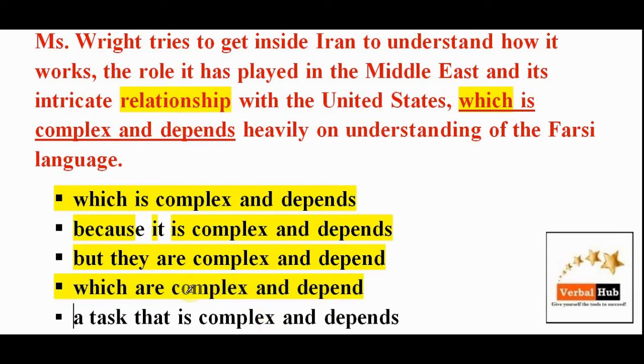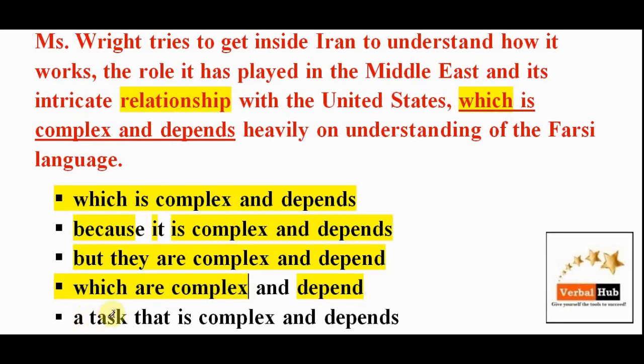In both cases, which cannot be used with are complex. Relationship singular or United States singular. So it should be is, not are. And you know what, if it is yet, it cannot be the best option. So option D out.